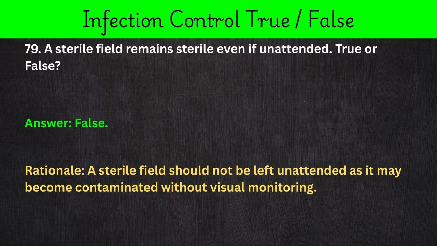79. A sterile field remains sterile even if unattended. True or false? Answer: false. Rationale: a sterile field should not be left unattended as it may become contaminated without visual monitoring.